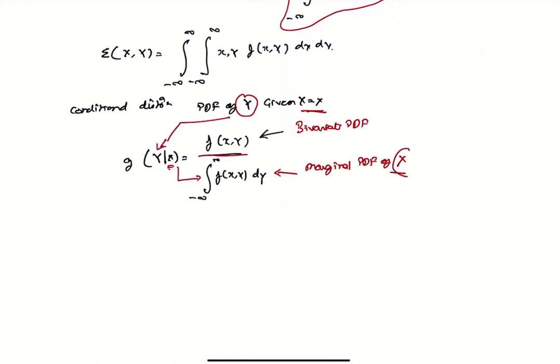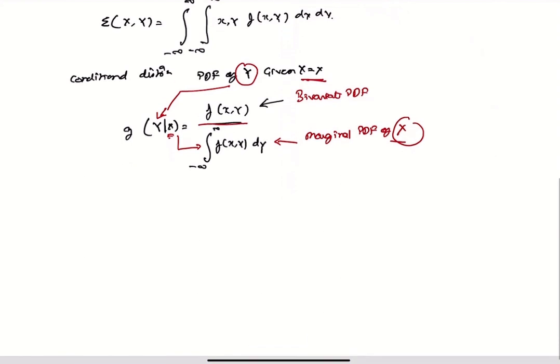So for the conditional distribution of y given x, you would put the bivariate PDF over the marginal distribution of x, and then the other thing is the expected value of y given x is equal to x, which is just going to be the integral from negative infinity to infinity of y, and now you put g of y given x here, and you put dy. This is how you will calculate the expected value of y given x.